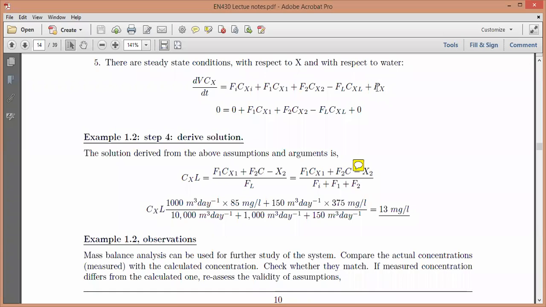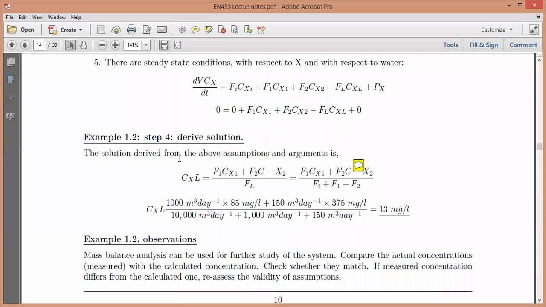Oh, sorry. Yes, sorry. PX, you're right. Thank you for that correction. PX here is indicating production of the pollutant in the lake. Okay, so meaning there's no production of pollutant X within the lake. Hence, we have a 0 here.